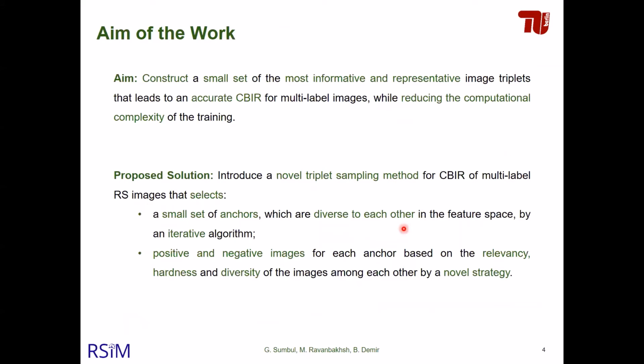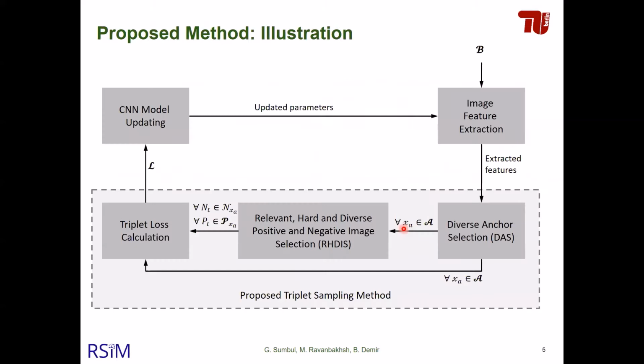Accordingly, in this work, we aim to develop a method to construct a small set of the most informative and representative image triplets that leads to an accurate image retrieval for multi-label images while reducing the computational complexity of the training. Based on this aim, we propose a novel triplet sampling method. Our method first selects a small set of anchors from each training mini-batch, which are diverse to each other in the feature space by an iterative algorithm. Second, for each selected anchor, it selects positive and negative images based on their relevancy, hardness, and diversity by a novel strategy. Here, you can see the illustration of the proposed method.